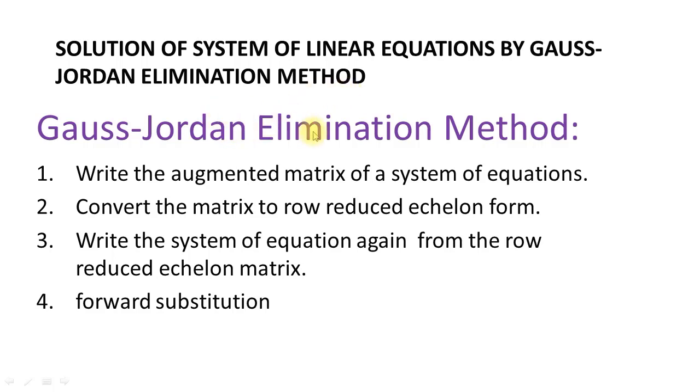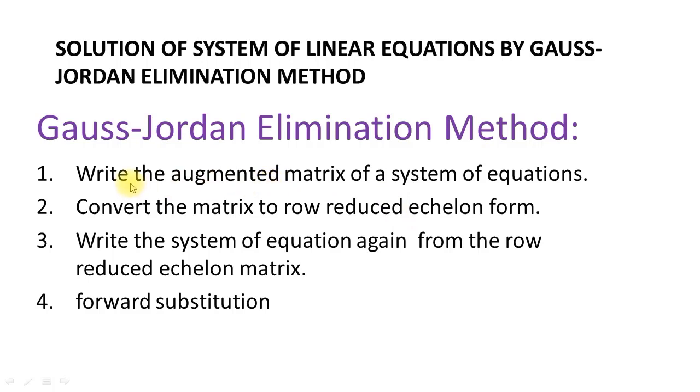In Gaussian elimination method we reduce the augmented matrix in row echelon form for the solution of system of linear equation. But for the solution of system of linear equation by Gauss-Jordan elimination method, we reduce the augmented matrix into row reduced echelon form.